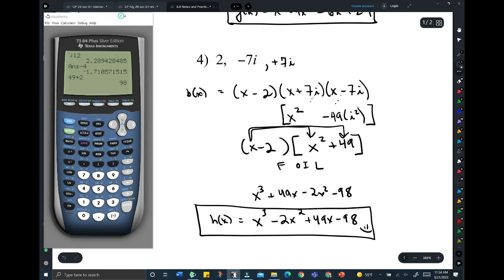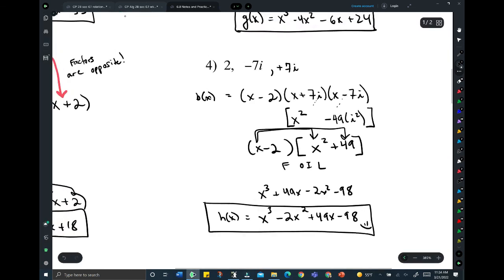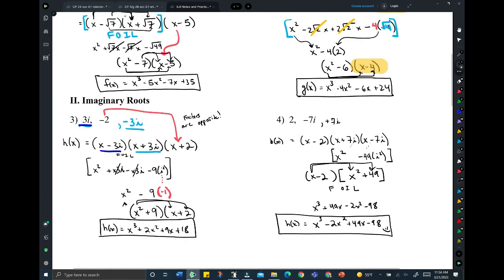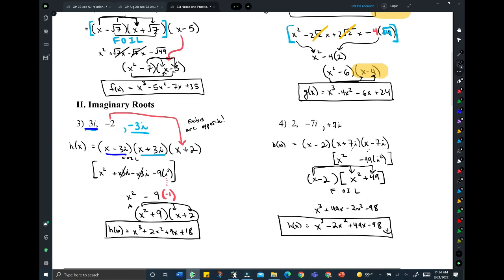I hope this lesson wasn't too taxing. Conjugate root theorem, writing imaginary roots. And please practice those problems, and good luck.